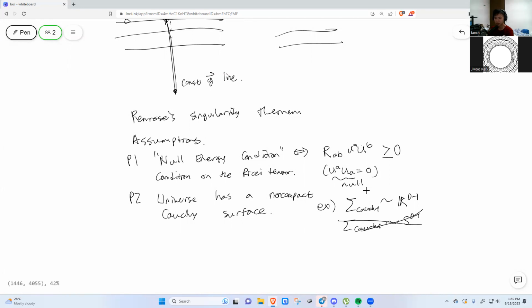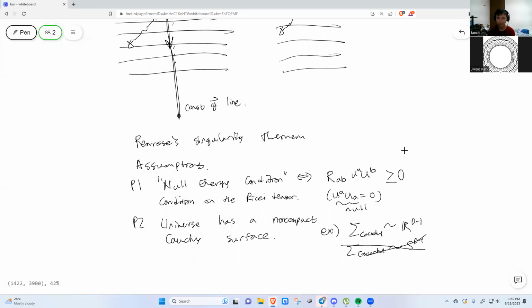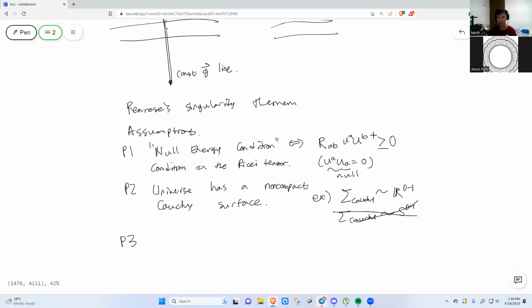So we cannot apply this to quantization schemes where you cut the universe in spheres. That is not okay, which is interesting. P1 and P2 are basically conditions for the whole proof to work, and P3 is the real deal, the real input. It is basically that there exists a compact trapped surface.